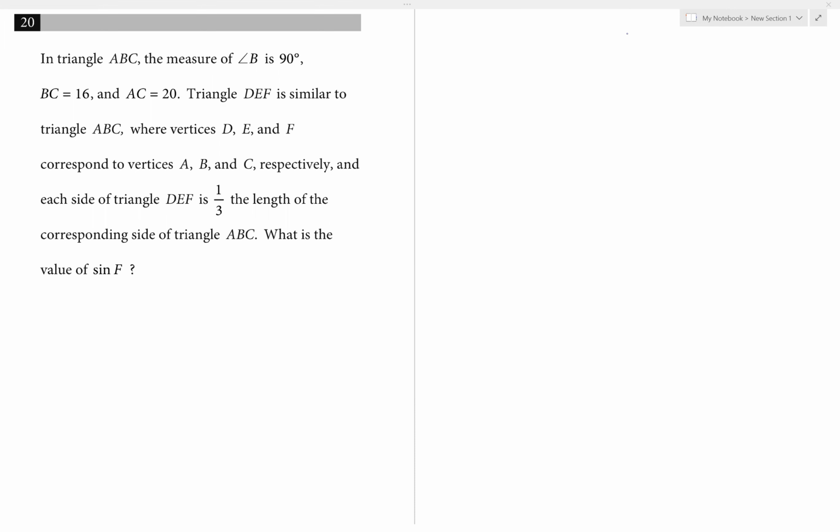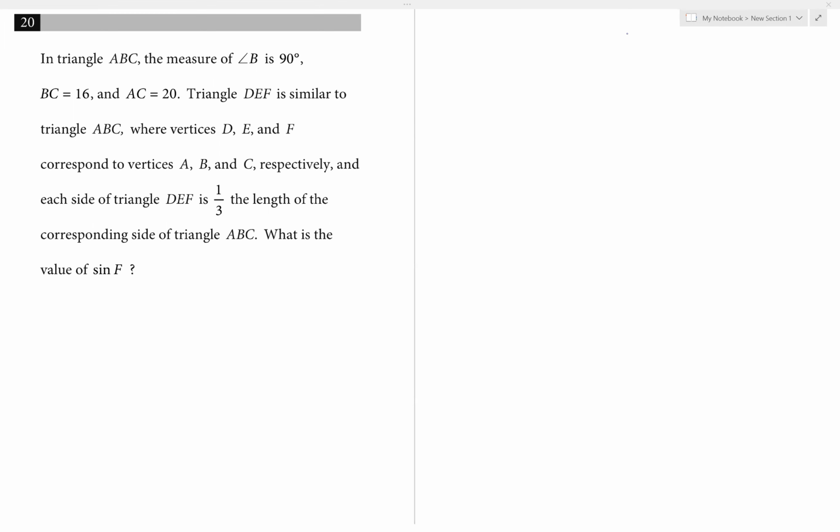Okay, so we want to figure out the sine of angle F, which is trigonometry. But first let's go ahead and draw this out. Whenever we have a geometry or trigonometry question like this, and we don't have the picture, I always draw out the picture first. So we know we have a right angle, angle B is 90 degrees.